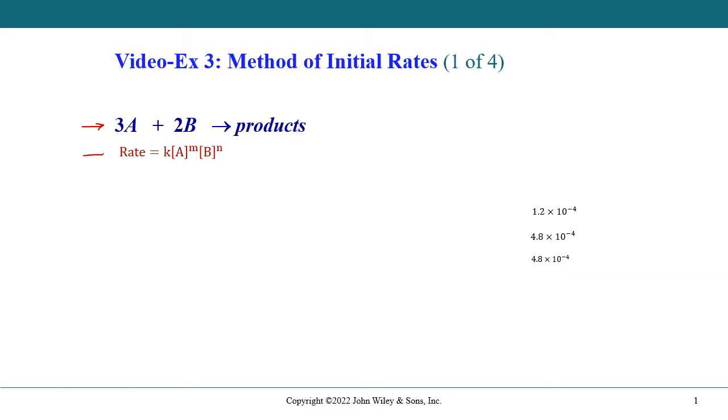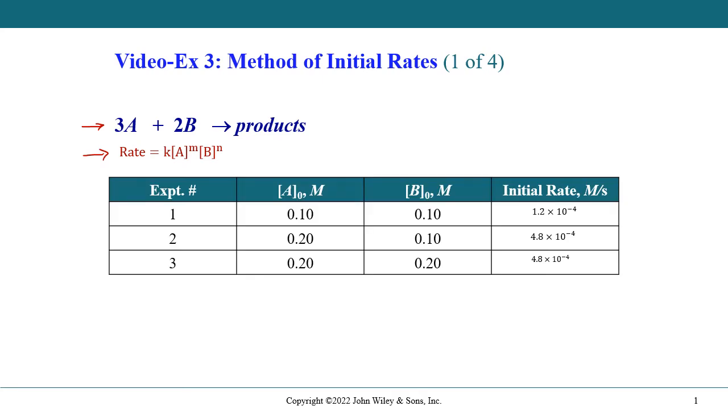we want to set up the rate equation such that we can say the rate is equal to the rate constant multiplied by the concentration of A raised to some power M multiplied by the concentration of B raised to some power N. Okay, so how do we determine M and N?